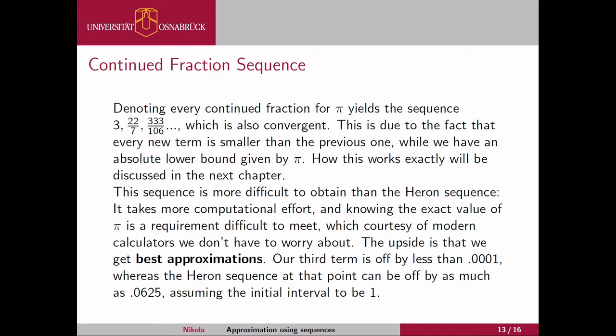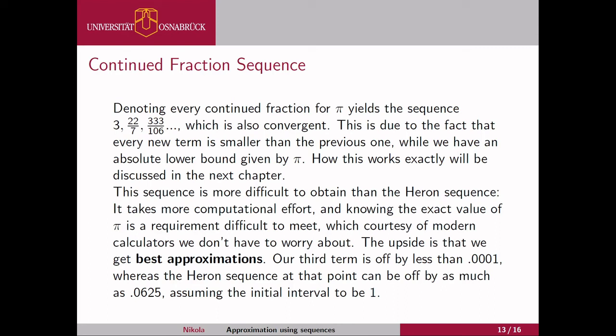Luckily for us, we don't really have to worry about knowing the exact value of pi, courtesy of modern calculators. We know it to billions of decimal places. But now, all these downsides are really alleviated by the fact that we get best approximations. We're not proving it here, but every single approximation we get is a best approximation, meaning there is no rational number with a smaller denominator than the ones in our sequence that is closer to pi than the numbers in our sequence. Take, for example, our third term.